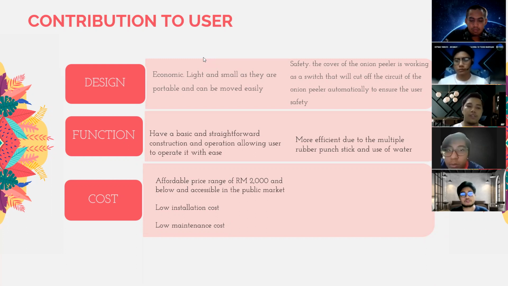Next is the function. We have a basic and straightforward construction and operation, allowing the user to operate it with ease, which is quite ergonomic. We also make it more efficient due to the multiple rubber point sticks and the use of water to peel the onion. And for the cost, our onion peeler is quite affordable, with a price range of 2,000 ringgit and below, and it is also accessible in the public market. It also has a low installation cost and low maintenance cost.